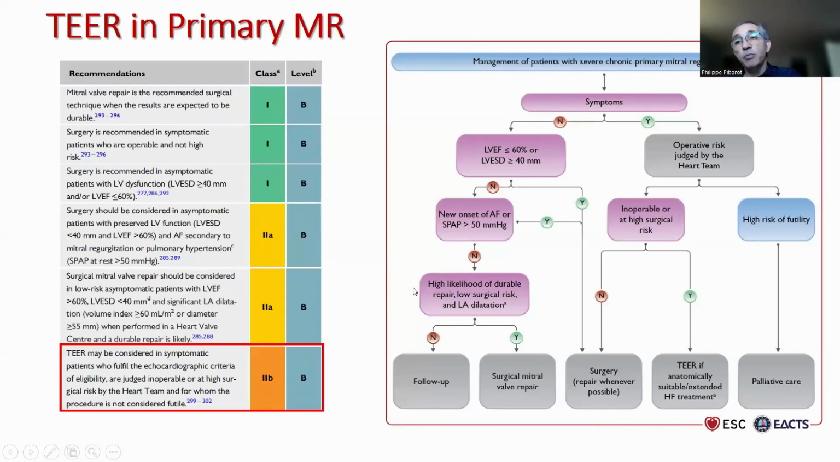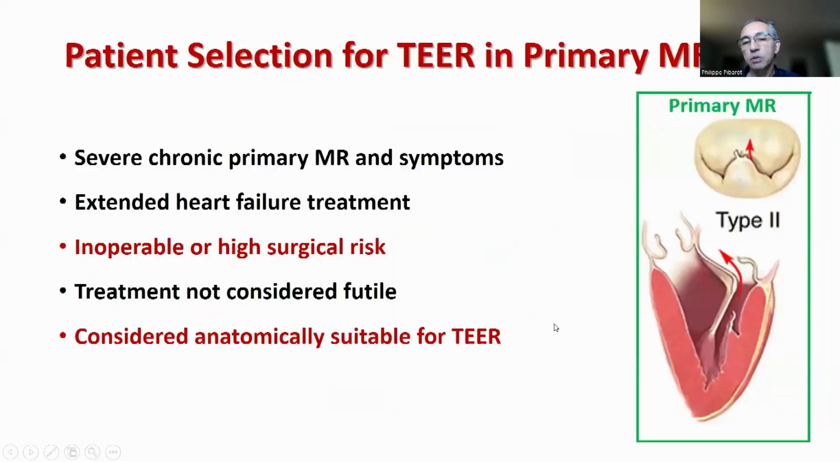So for primary MR now, what are the guidelines? Well, there are maybe less criteria and steps than for secondary MR. So if you have a patient with, again, chronic severe primary MR who is considered inoperable or high surgical risk and who is anatomically suitable for TEER, after extended heart failure treatment, let's say, then this could be a good candidate for TEER.